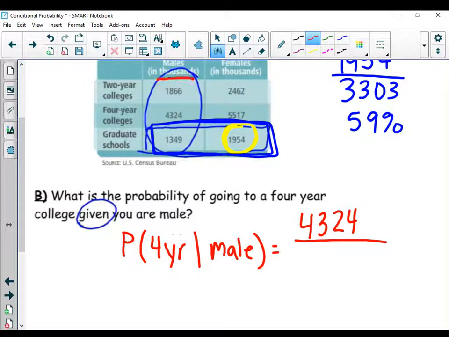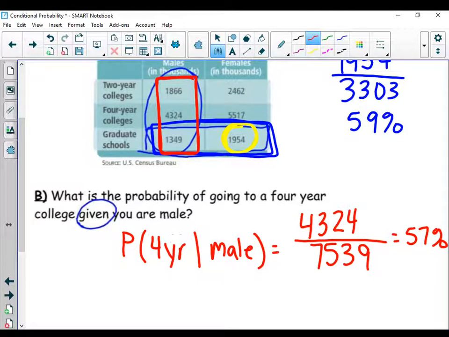So in this case, this one's different. We now add up our males. 7,539. Okay, and if we divided those two out, we should get about a 57% chance. Okay.